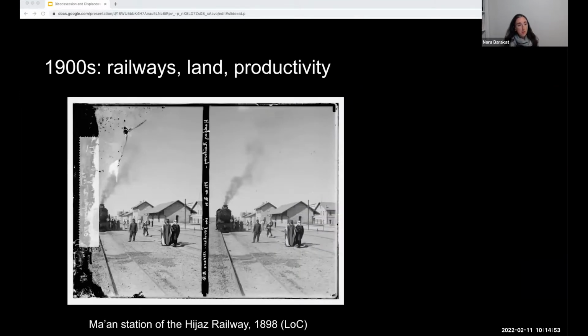So the part of the paper I've developed the least, and actually still needs more research, is about the Hijaz Railway. But there's another wave of discussion and politicization of these issues in the 1900s around the construction of the Hijaz Railway through the Syrian interior along the pilgrimage route between Damascus and Mecca.